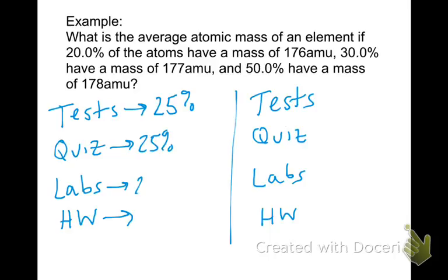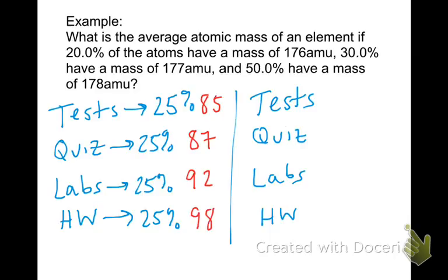Well, some of you might actually like that. That would be pretty good. So if they're all worth 25%, let's say that your test average was 85. Your quiz average, 87. Lab average is 92, and your homework average is a 98. Well, let's figure out what your actual average in this course would be.